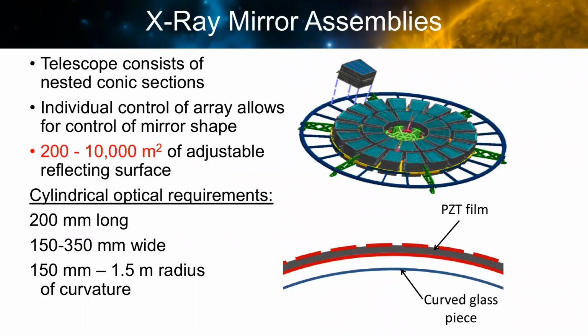If you look at the projected size of this telescope, they're interested in being able to have several hundred to maybe as many as 10,000 square meters of adjustable optic. And as you do so, you should be able to very precisely control the shape of this curved piece of glass. So what we do is put an array of actuators on the back of this curved glass.